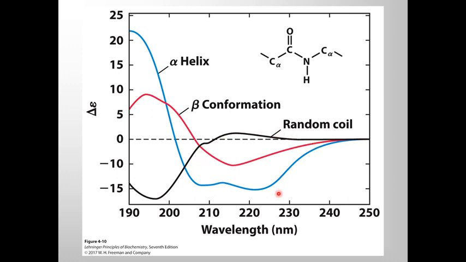Using CD spectra, biochemists can determine whether proteins are properly folded. They can estimate the fraction of protein that is folded in either of the common secondary structures, and also monitor transitions between folded and unfolded states. So remember, this is a very important experiment that determines whether a protein is in a folded state or in an unfolded state, and that is dictated by the secondary structural elements.